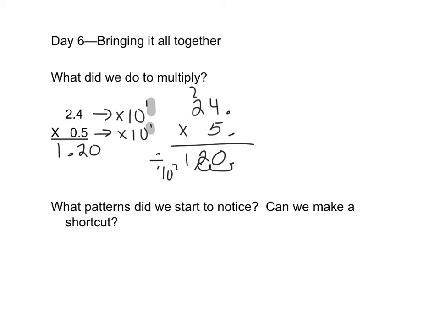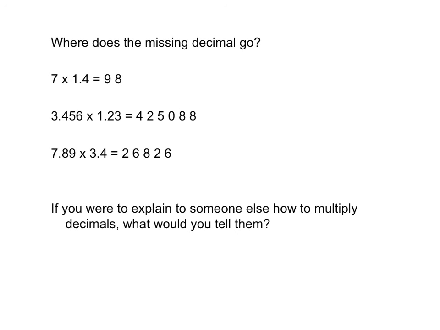Hopefully as you started to go through this, you start to notice different types of patterns, and that's what we're going to explore today. You want to look at whether we can make any shortcuts instead of always having to write out that we're multiplying by these powers of 10. So for example, if we're given problems like these, we want to determine where the missing decimal goes.